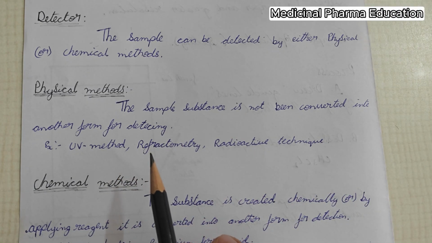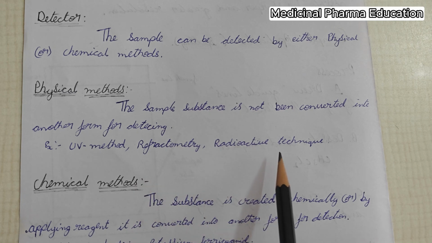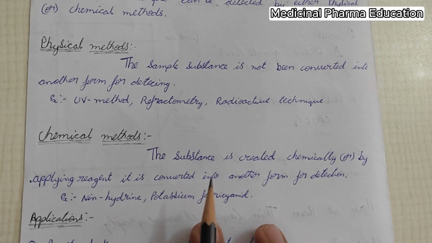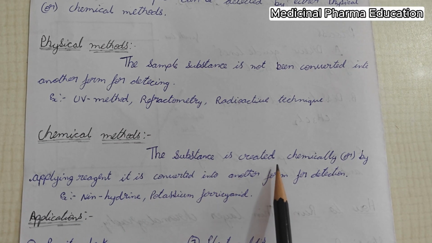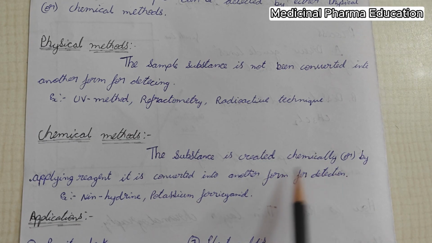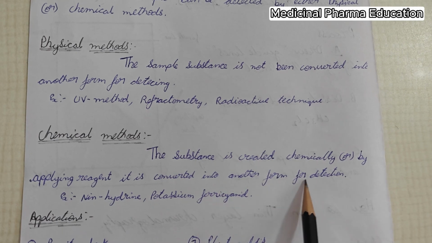In the physical method, we just detect using instruments like the UV method, refractometer, and radioactive technique. In the chemical method, we spray chemicals on it, so it shows the color, but it will lose its nature. Sample nature is lost. We can't get the sample out of it. In the physical method, we can get the sample. In the chemical method, the substance is converted into another form by applying reagents for detection.